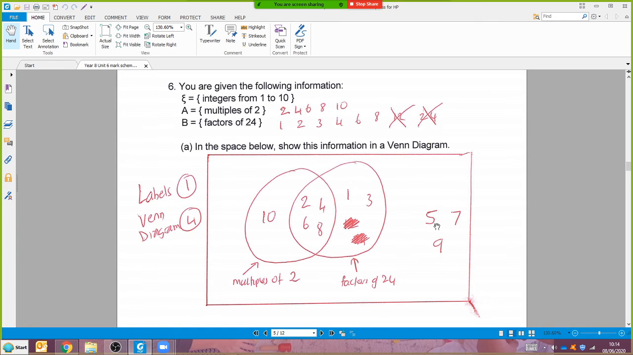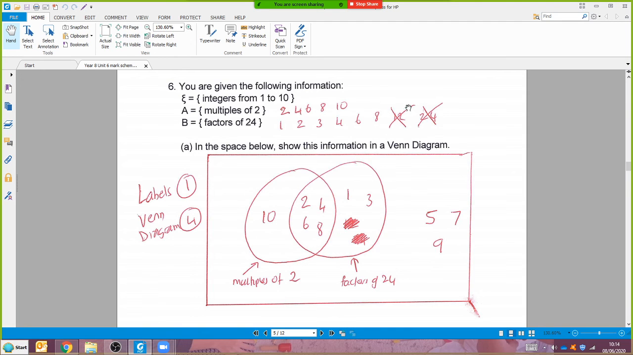You're given this information. You've got the universal set representing whole numbers from 1 to 10. That's what integers are, 1 to 10. Set A are the multiples of 2, so it's 2, 4, 6, 8 and 10. And set B are the factors of 24. Now, me being a genius, I overshot it by 2 miles. These are the factors of 24. 1, 2, 3, 4, 6, 8, 12, 24.